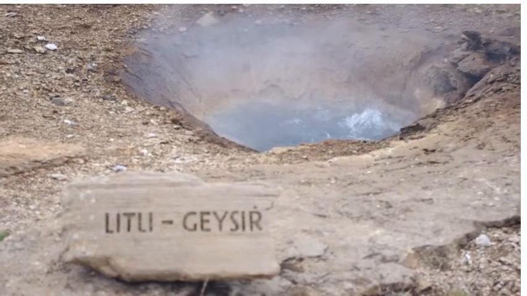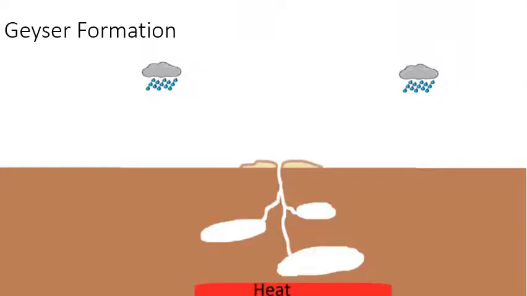And you see Little Geyser doesn't throw the water into the air as violently as the original geyser, or as that geyser that I showed you in the first presentation. But this is still classified as a geyser because it will throw water up into the air, at least periodically. So what happens with geysers?